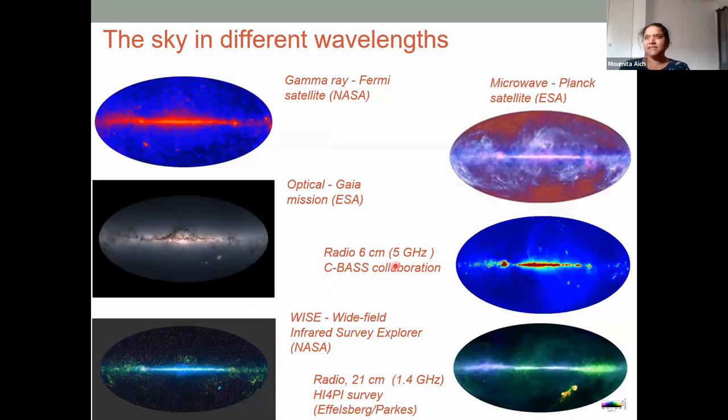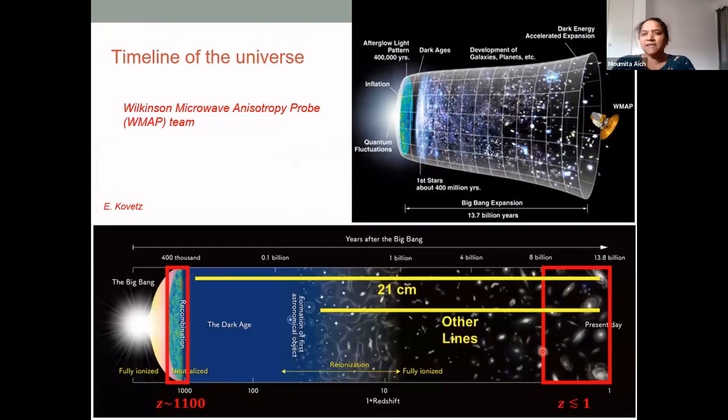Right, so as I said, the sky looks different in different wavelengths. So this is just the full view of the sky using different wavelengths. So you have the Fermi satellite, the gamma ray telescope. You've got Gaia, which is one of the optical missions. You've got radio, you've got microwave, you've got infrared, and then finally radio here also. So these two are microwave. This is radio. Right, okay, so let's move on to what we are going to talk about.